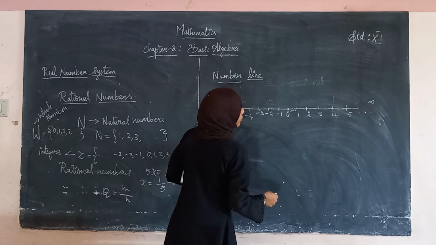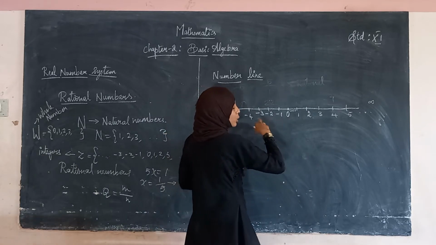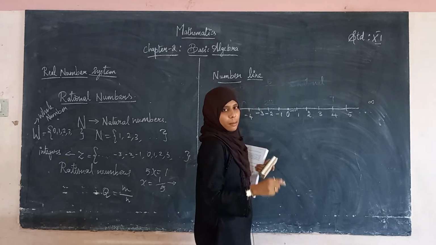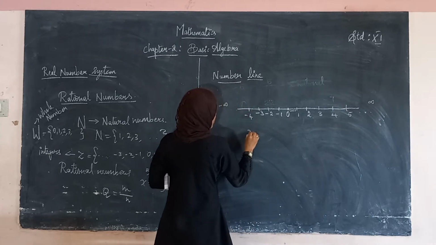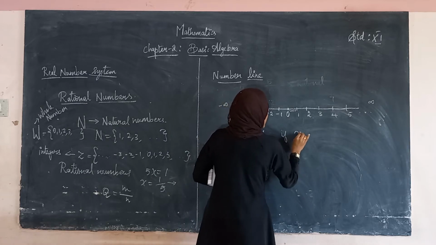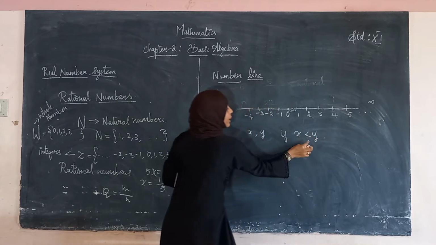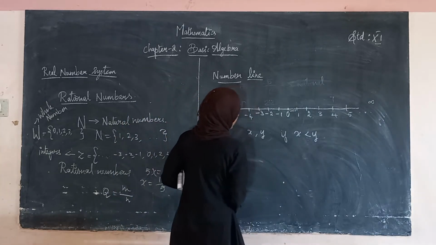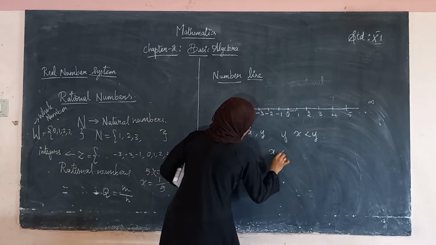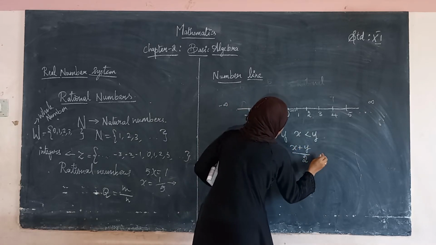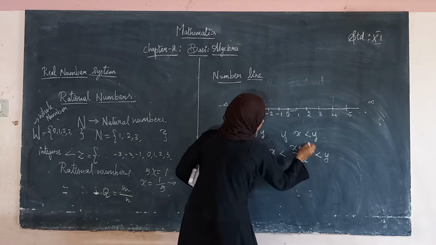Now if we take two elements, we can find the middle element between them. See here, if we take two elements x and y, with x less than y, we can find the middle element of x and y. How can we find that? Using this: x is less than (x plus y) divided by 2, which is less than y. So this gives the middle element.